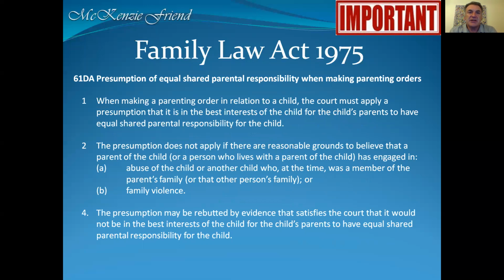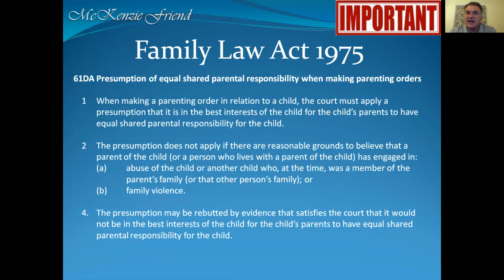So firstly, let's look at 61DA, where there is a presumption of equal shared parental responsibility when making a parenting order. So it says here at 1, when making a parenting order in relation to the child, the court must apply a presumption that it is in the best interest of the child for the child's parents to have equal shared parental responsibility. That's just their starting point.